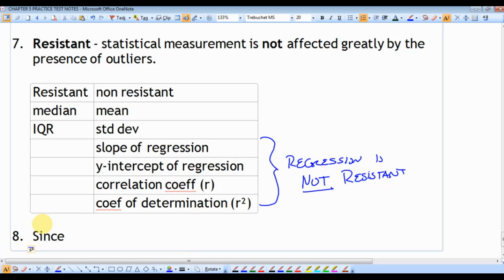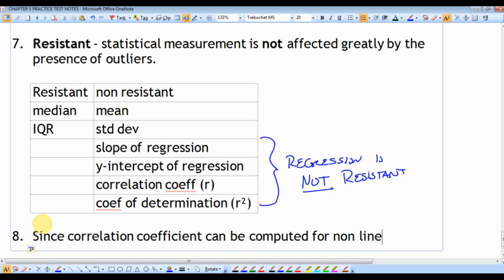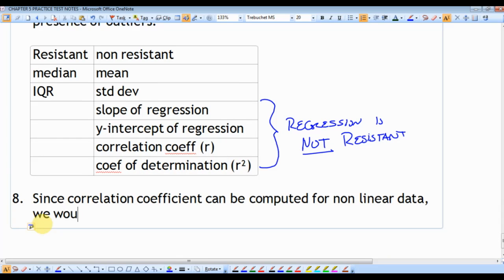Since correlation can be computed, 0.65, whether it's negative or positive, the distance from 0 is the same. So they're equally strong. But if one is a line like this and one is a curve, then they're not the same level of strength.